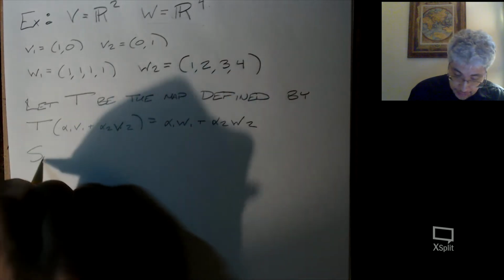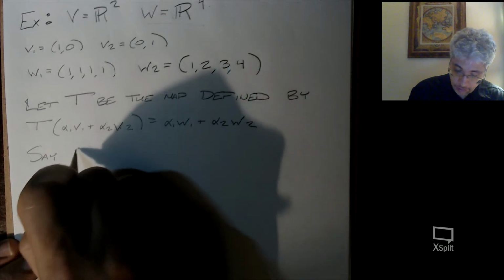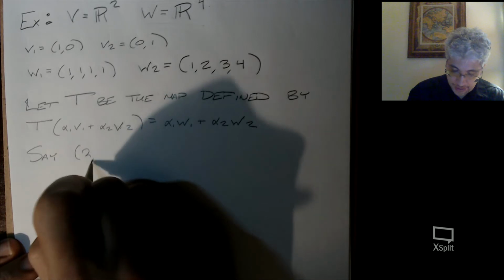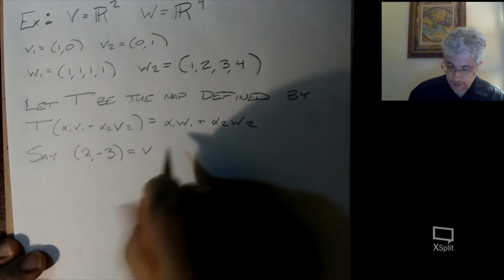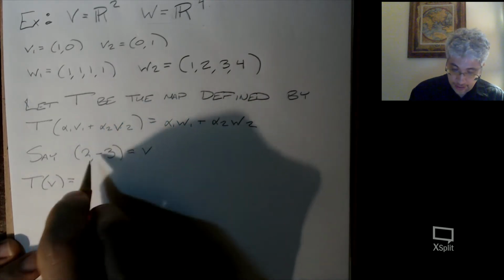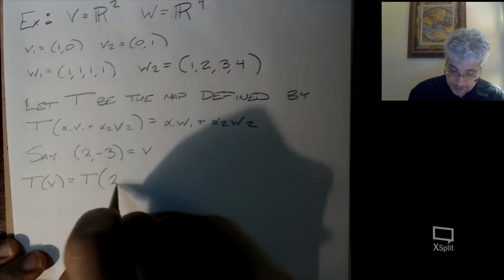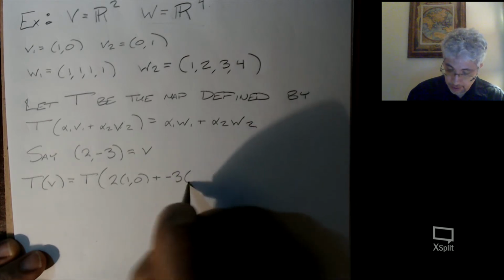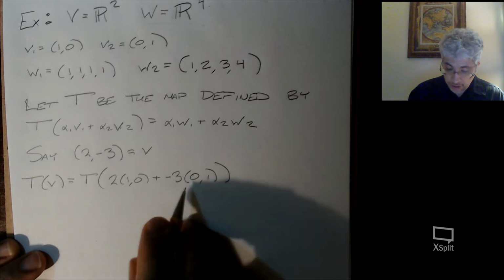So say we have, I don't know, pick some numbers. You can't pick for me because this is a video, but let's say (2, -3) equals V. Then what's T of V? Well, first I have to write this in terms of our basis. So this is going to be the same as 2 times (1, 0) plus minus 3 times (0, 1). And then once I have this, I know where it sends this.